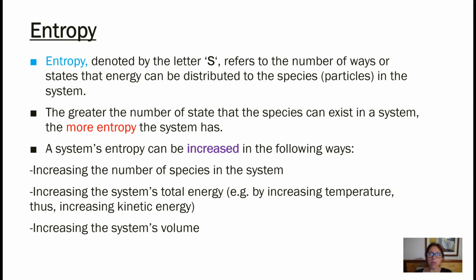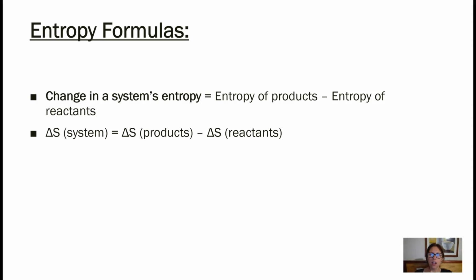Now, our entropy can be increased in a number of different ways, either one, by increasing the species, or two, the total amount of energy in there. So if we increase the temperature, we're increasing that entropy due to the increase in colliding particles. Another way is also by increasing the volume of the system. Now, just in case you've forgotten over the holidays, that formula for our change in entropy is the entropy of our products minus the entropy of our reactants.